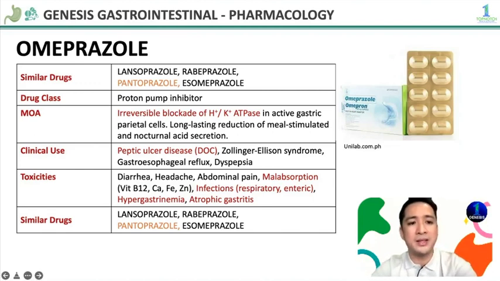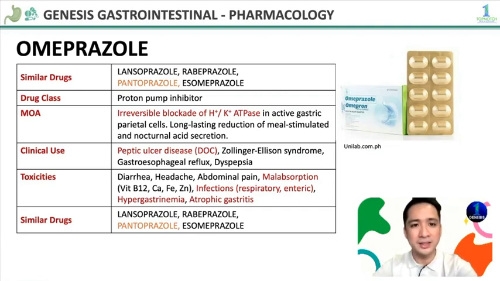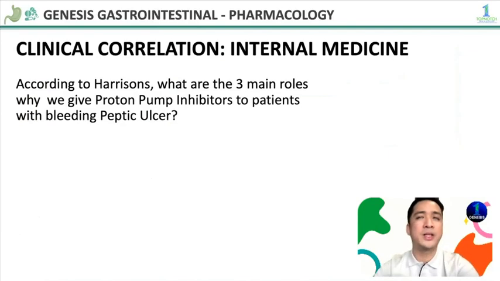So similar medications, we have your pantoprazole highlighted in red because of the less drug-drug interaction. That's our omeprazole, proton pump inhibitor. With clinical correlation to internal medicine, according to Harrison's, what are the 3 main roles why we give proton pump inhibitors to patients with bleeding peptic ulcer? This is a favorite Revalida question.